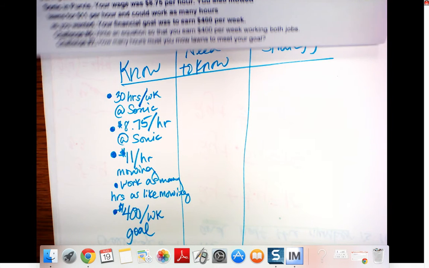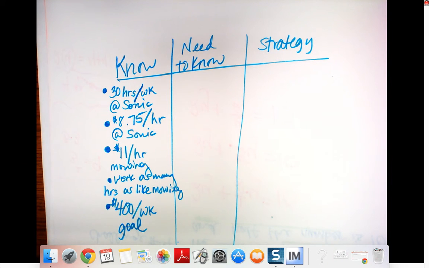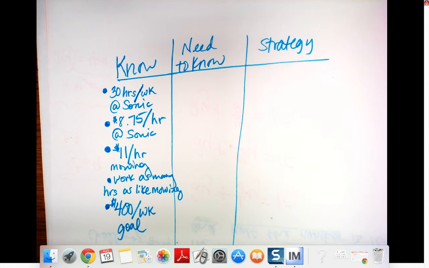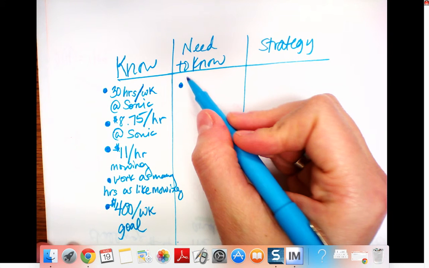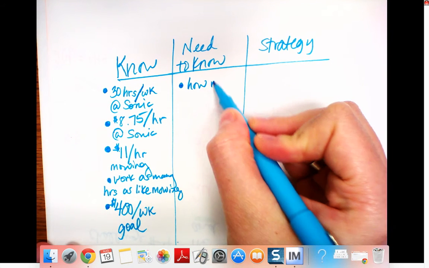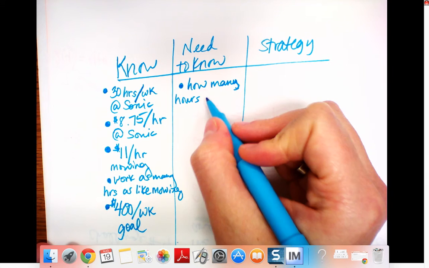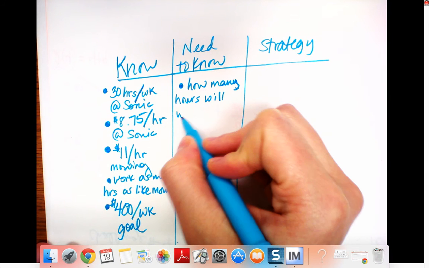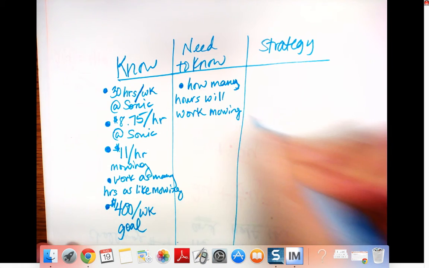All right, I'll move this now so we can see. Okay, so what do we need to know in order to come up with an equation to show that we will make $400 per week working both jobs? The student said that we need to know how many hours we will work mowing lawns. How many hours will we work mowing?